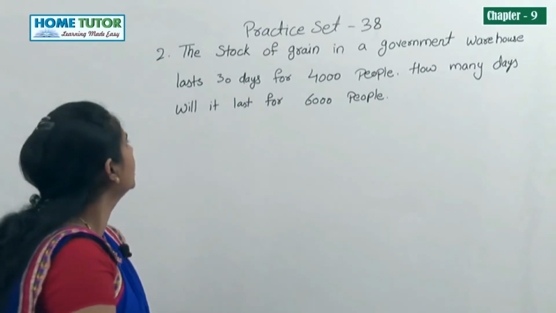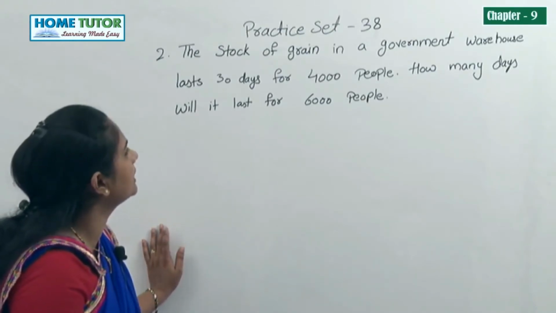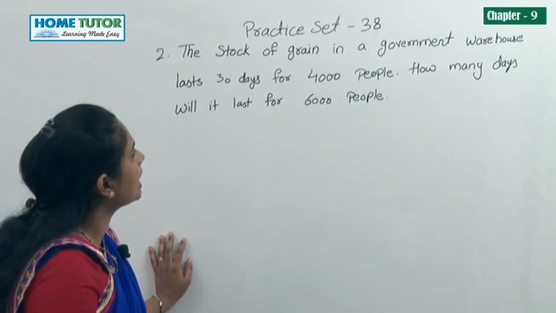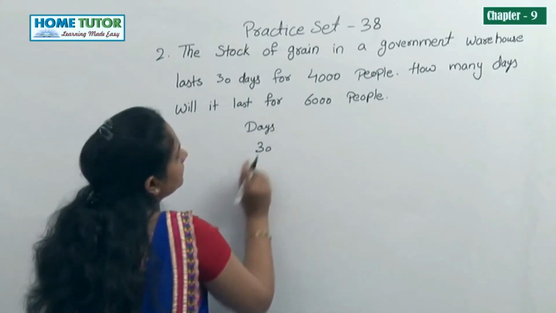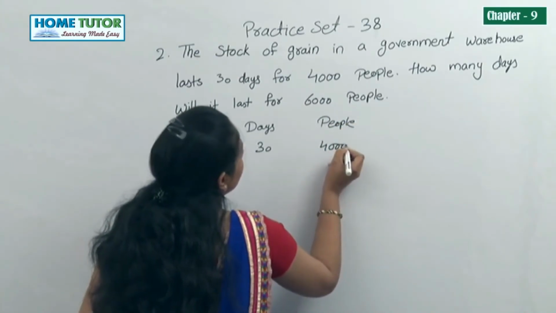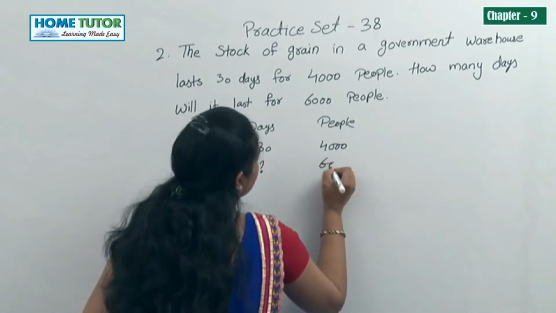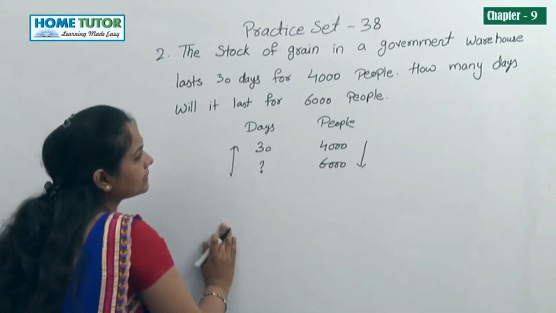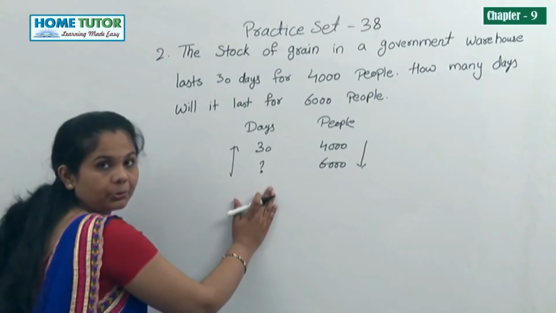Now, our next question. The stock of grain in a government warehouse lasts for 30 days for 4,000 people. How many days will it last for 6,000 people? Means here the number of days is 30 and people is 4,000. We have to find how many days the grain will last for 6,000 people. Now when the people increase, the number of days will decrease. So it will be less than 30. We'll use inverse proportion here.